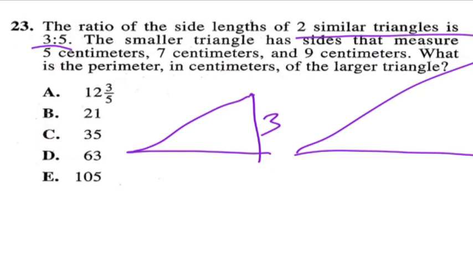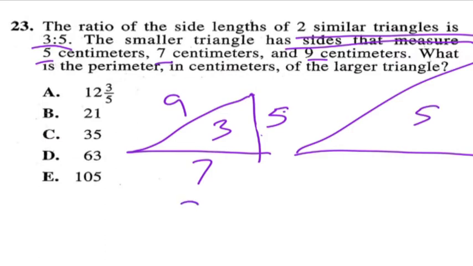The smaller triangle has sides that measure 5, 7, and 9. So instead of it being an actual 3 there, this one is actually a 5. And that would be my 7, and this would be my 9. So now I come back over here and clean this up. I'm in a ratio of 3 to 5. So we set it up: 3 is to 5. That's my ratio.